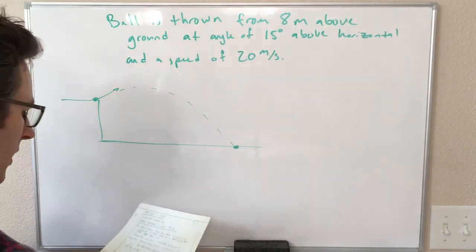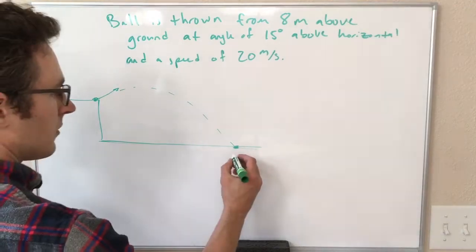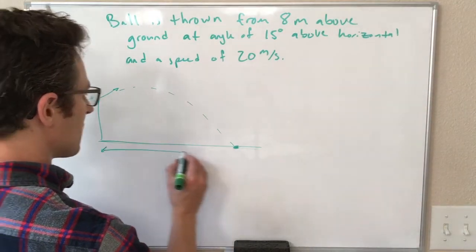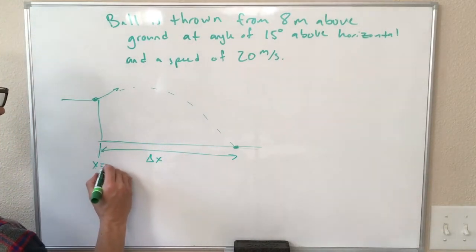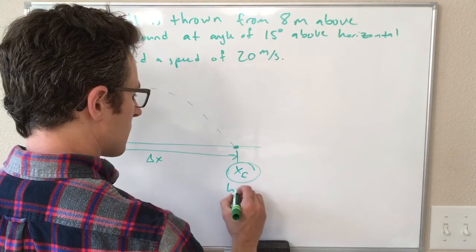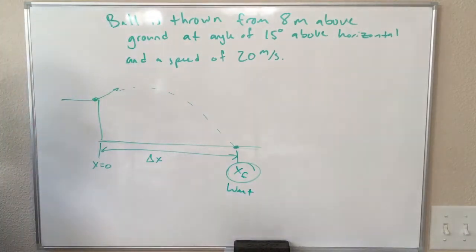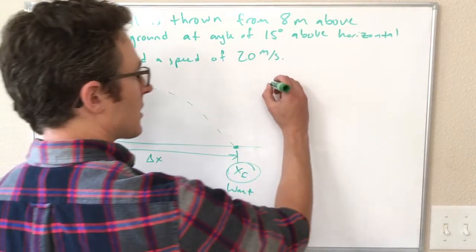Okay, so we want to know x final. That's what we're trying to find. How far does it go? Delta x, which if this is x equals 0, is just x final. So we want x final. And so we're going to have to do something in the x direction. So let's look at what's going on in the x direction.